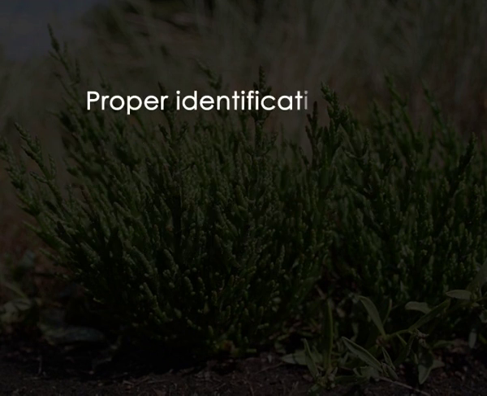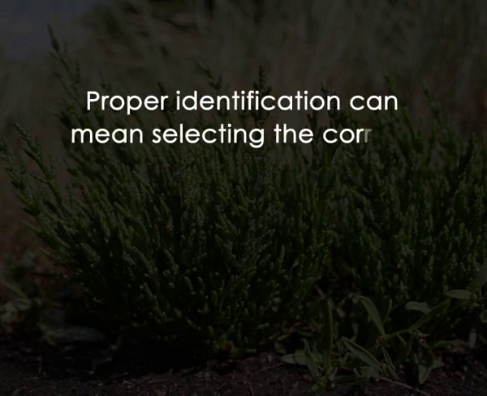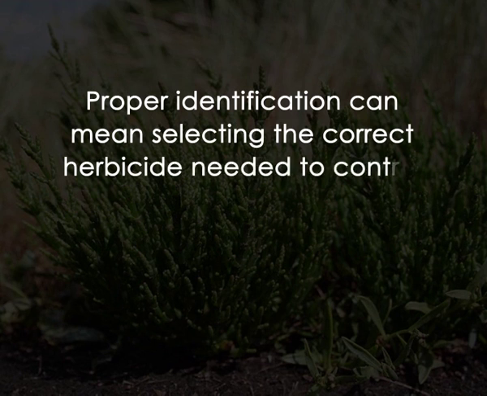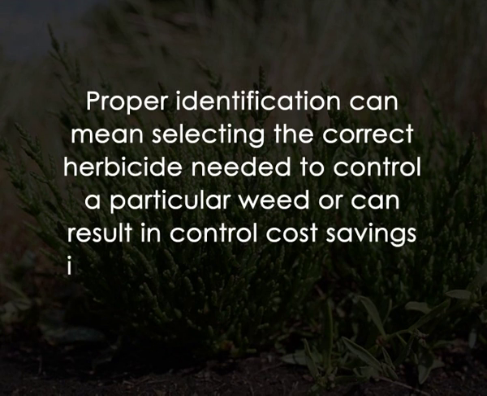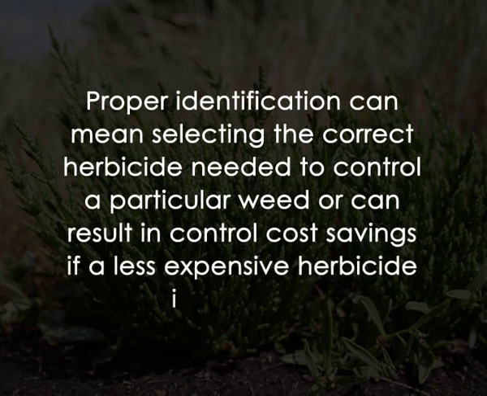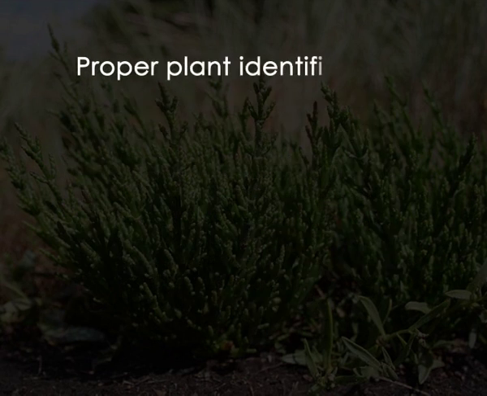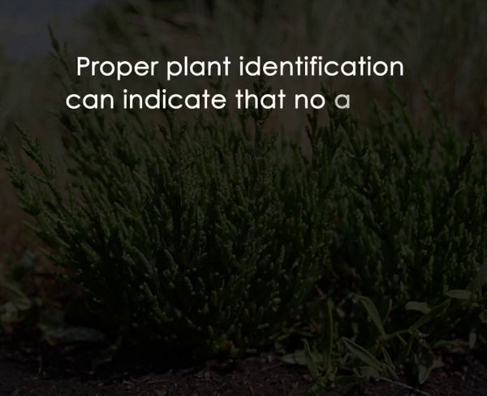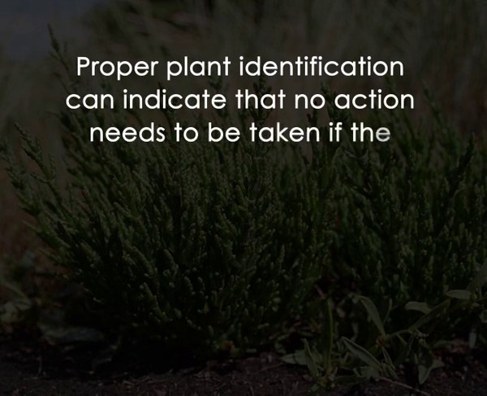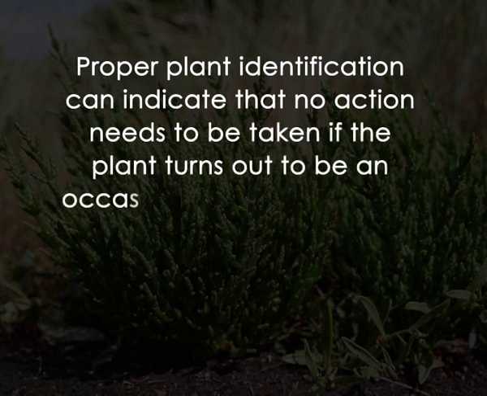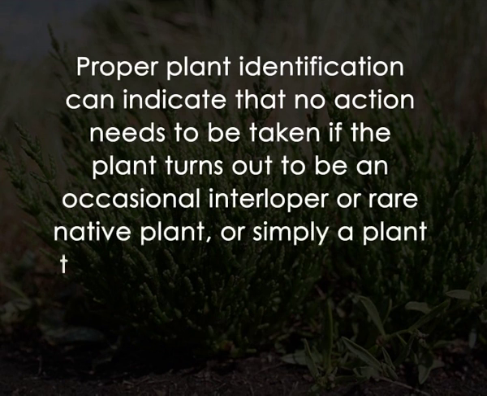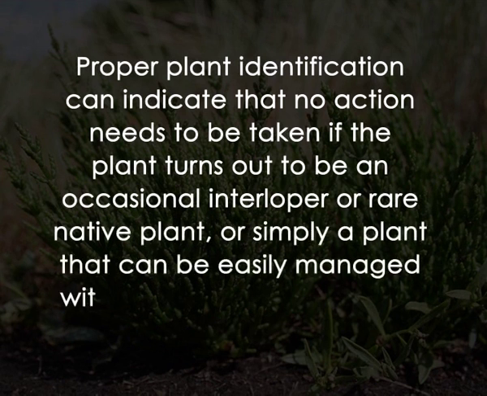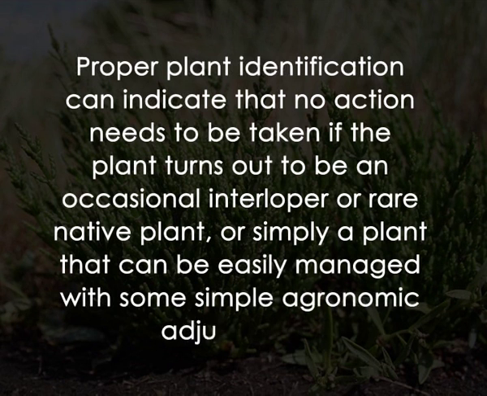Proper identification can mean selecting the correct herbicide needed to control a particular weed, or can result in control cost savings if a less expensive herbicide is available. Sometimes proper plant identification can indicate that no action needs to be taken if the plant turns out to be an occasional interloper or rare native plant, or simply a plant that can be easily managed with some simple agronomic adjustment.